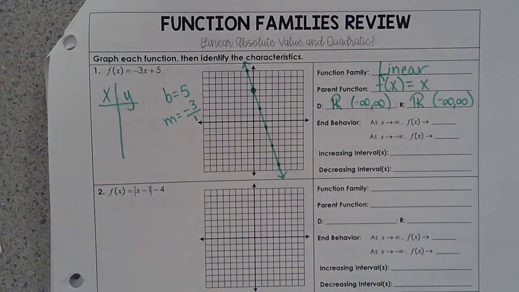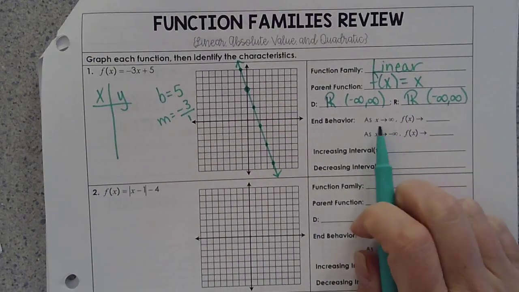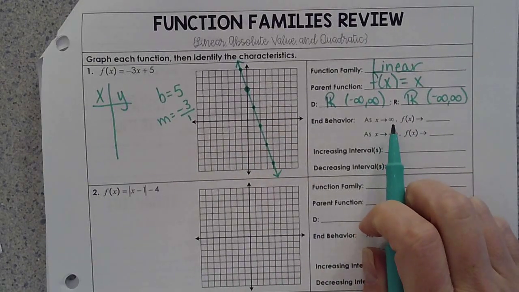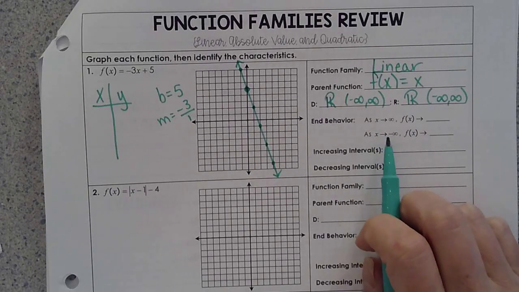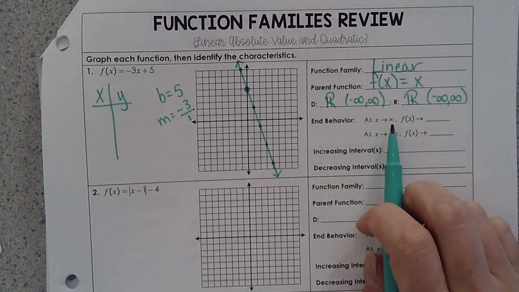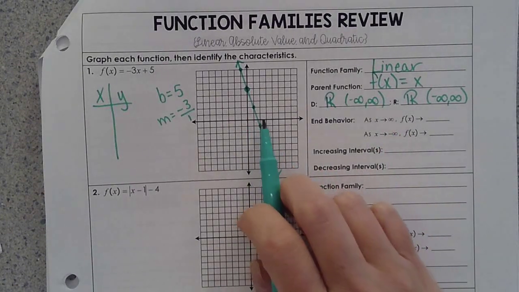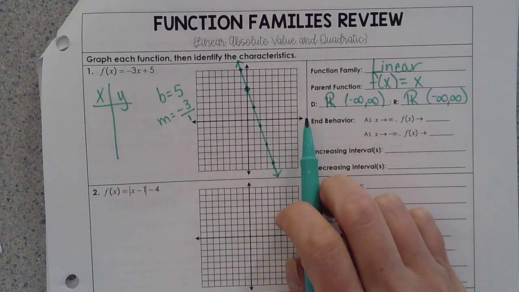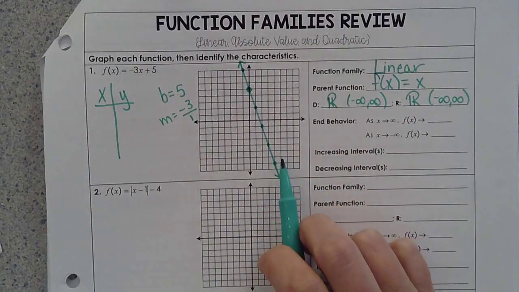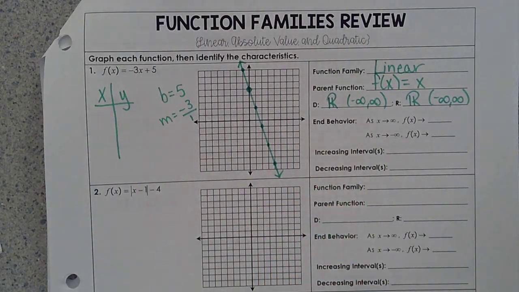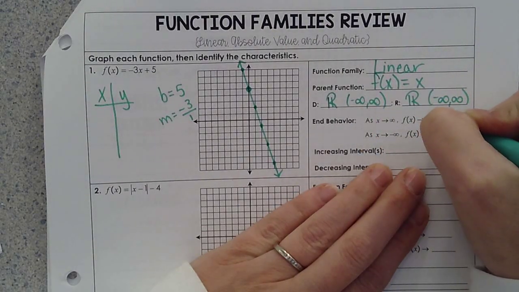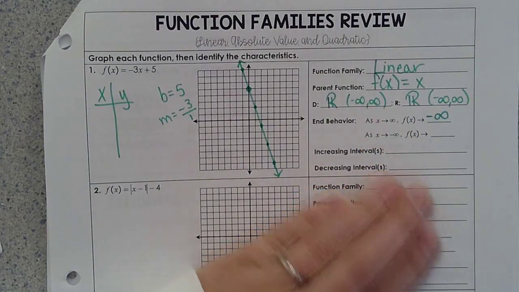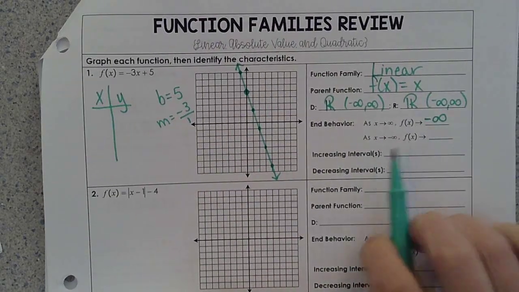All right, end behavior. We talked about this yesterday. We're going to look at the right end as x approaches infinity, and then we're going to look at the left end as x approaches negative infinity. So the right end, as x approaches positive infinity, my graph is going down. Down is negative infinity. So as x approaches positive infinity, y approaches negative infinity. Y is going down. Now I'm going to look at the left side.